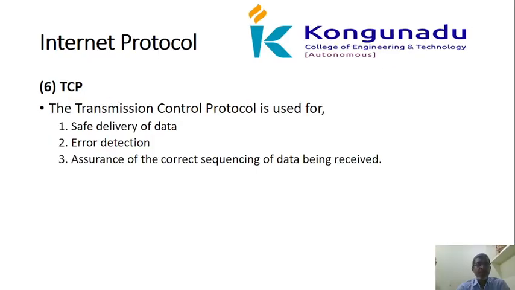The next one is TCP, the Transmission Control Protocol. This is one of the important protocols in the internet protocol suite. Everything is important, but mostly it plays a vital role. What is the Transmission Control Protocol used for? It provides safe delivery of data and error detection, and assurance of the correct sequencing of the data being received. Error detection is a major thing, because whenever data is sent from one place to another, an error may occur.